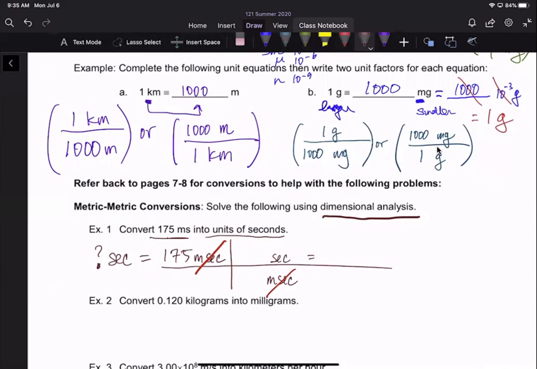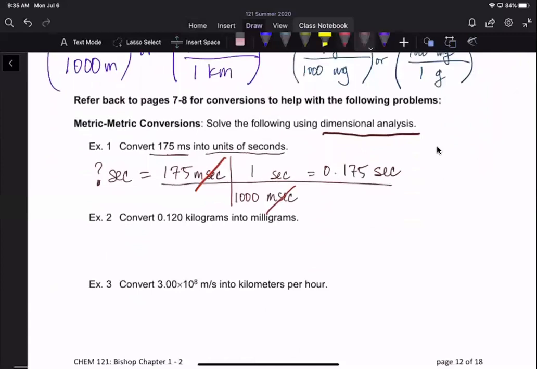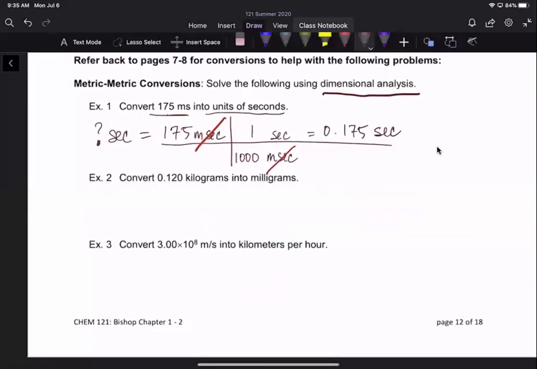So, how do we want to do this? Well, we could say 1 second contains 1,000 milliseconds. And so that answer, I would just take 175 divided by 1,000 is 0.175 seconds. So let's do that same thing for these next two. We're looking for milligrams, and we're starting with kilograms.